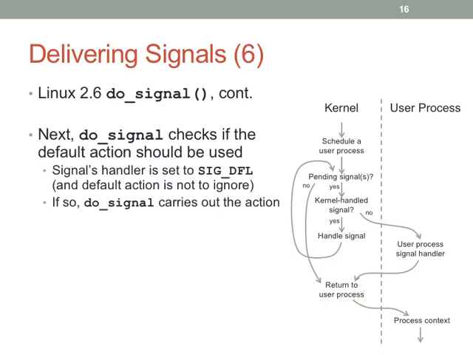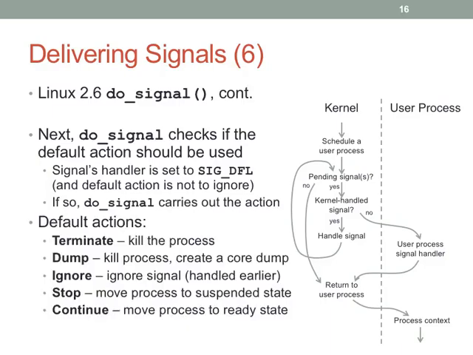Okay, next it looks at the default action. And like I say here, what we're assuming is that the action is set to the default action, and the default action is not to ignore it. Then doSignal will go ahead and carry it out. And I want you to look at these default actions. So default actions are terminate, dump, which includes terminating, ignore, which we said is handled earlier, stop, and continue.